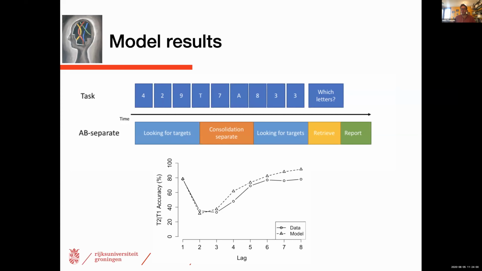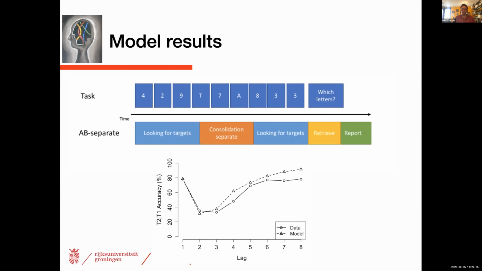Now, there's a bit of noise in this whole process, and because of that, it will sometimes be correct because it's done consolidating in time, and sometimes it's not. You see the data here on the bottom, where lag is the distance between the 2 targets. The example we've shown here is a so-called lag 2 trial, where there is only 1 distractor in between the 2 targets, so the targets are 2 apart. And we see there that the attentional blink is maximum.